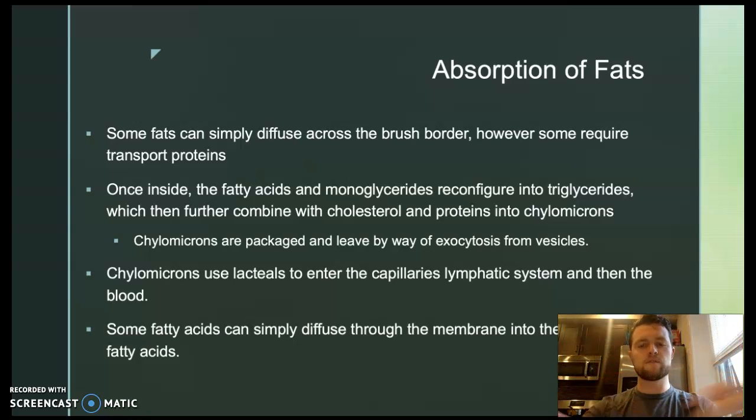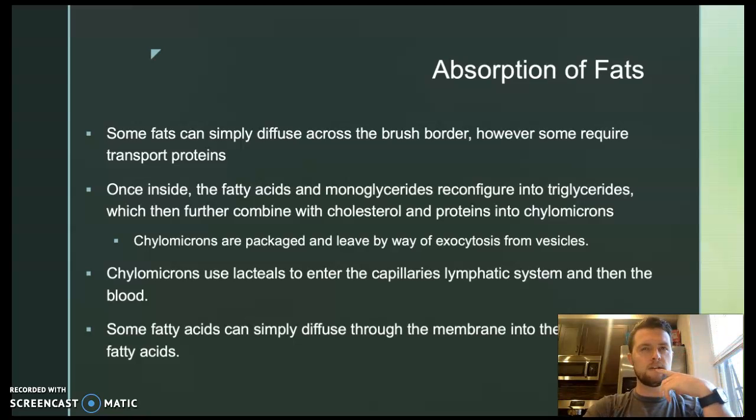And then these triglycerides further combine with cholesterol and proteins into complexes called chylomicrons. The chylomicrons are packaged up by the Golgi, and they leave the cell via exocytosis from vesicles in the enterocytes. And once they exit the cell, they need to enter the lymphatic system. In order to do so, the chylomicrons use lacteals, which are special transport vesicles, into the lymphatic system. And once they're in there, they're able to get into the blood.